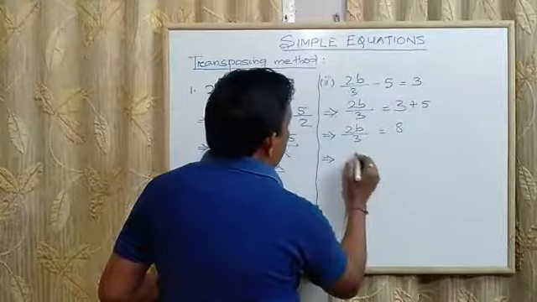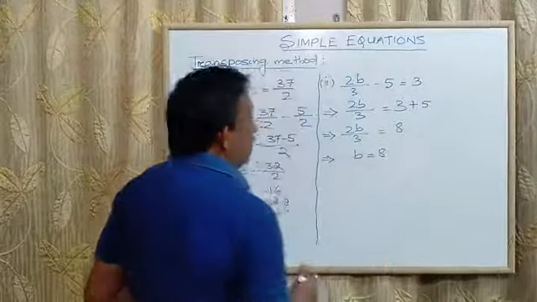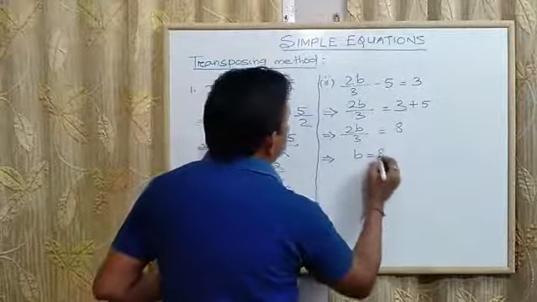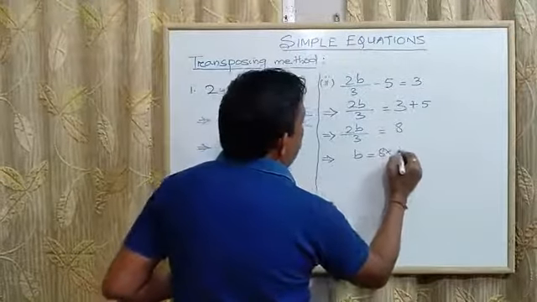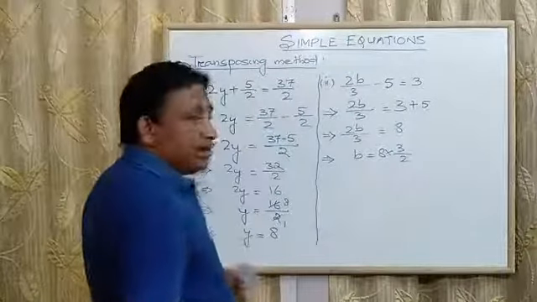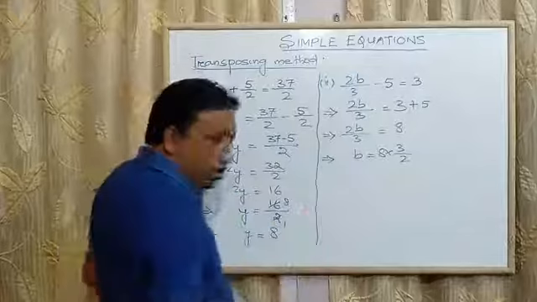So b equals 8, which was already on the right hand side, and 2/3 goes to the other side. It becomes 8 into 3/2. I hope this is clear. We can go one by one also. Alright, now this is one way of doing it.